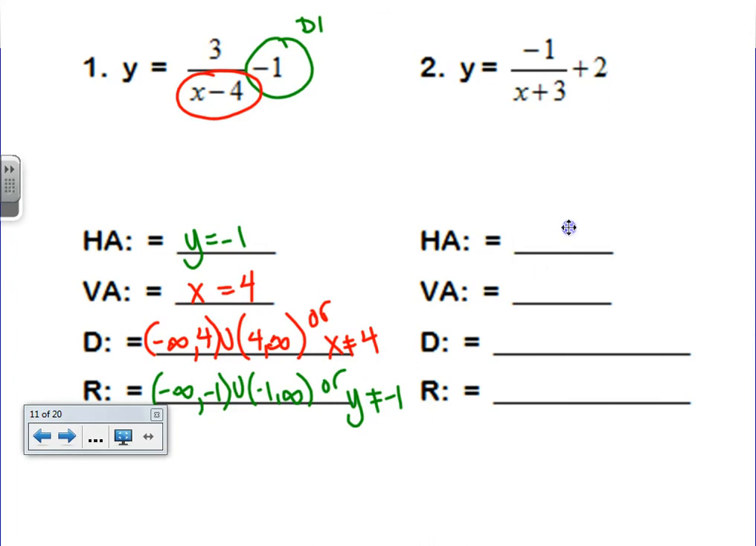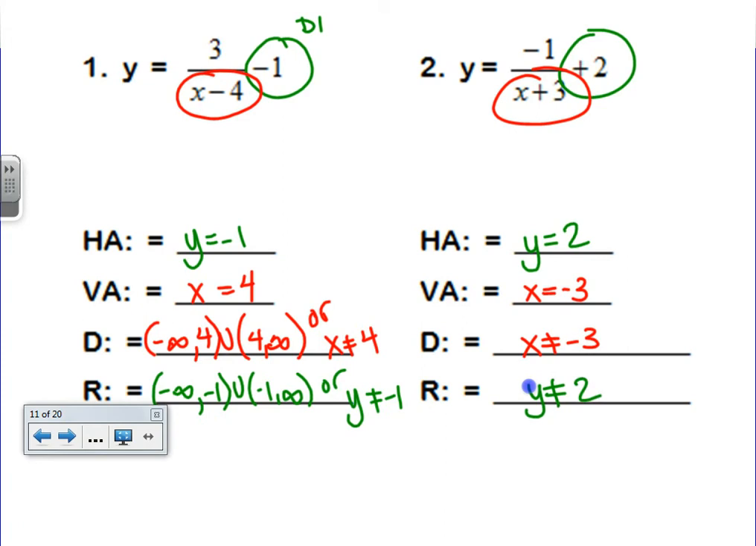Your horizontal asymptote is going to be affected by the up 2 shift, so your horizontal asymptote is now y equals 2. The vertical asymptote is affected by the left 3 shift, so that's x equals negative 3. Domain is what x cannot be, so x cannot be negative 3 because that's where the asymptote is. And your range, y cannot be 2. Once you know the horizontal and vertical asymptotes, it's a pretty easy question. It's even easier if you can look at the graph, but again, I would like it if you can do this without the calculator.